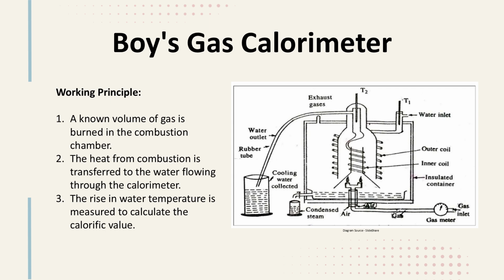Here's how the Boy's gas calorimeter works. A known volume of gas is burned in the combustion chamber, releasing heat. This heat is transferred to the water flowing through the calorimeter, raising its temperature. By measuring the rise in water temperature, we can calculate the calorific value of the gas. Just like in the bomb calorimeter, the energy gained by the water reflects the energy released by the gas during combustion, allowing us to determine its efficiency and heat content.